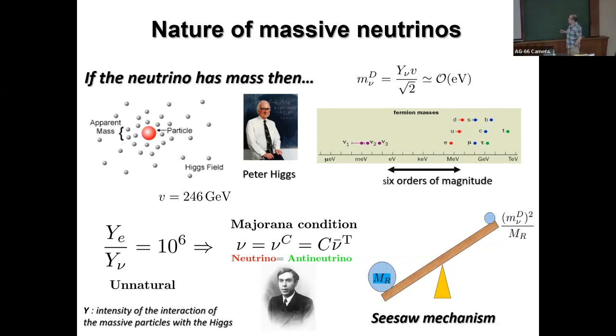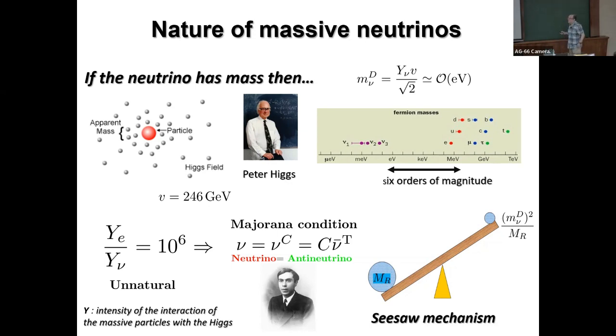So in principle, to understand the idea behind all of this, you have to remember that the difference between the lowest mass of the charged particles, which is the electron, and the neutrinos is on the order of 10 to the 6.